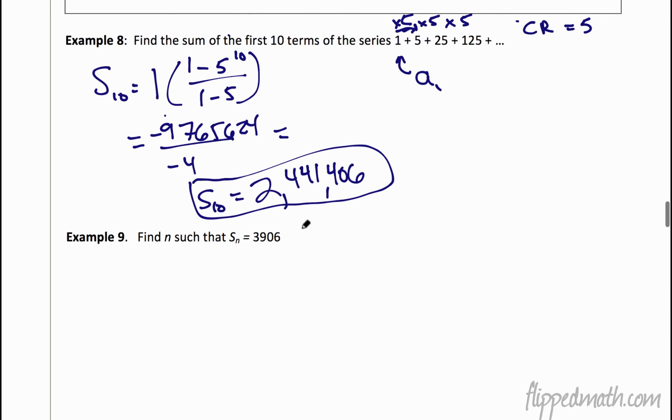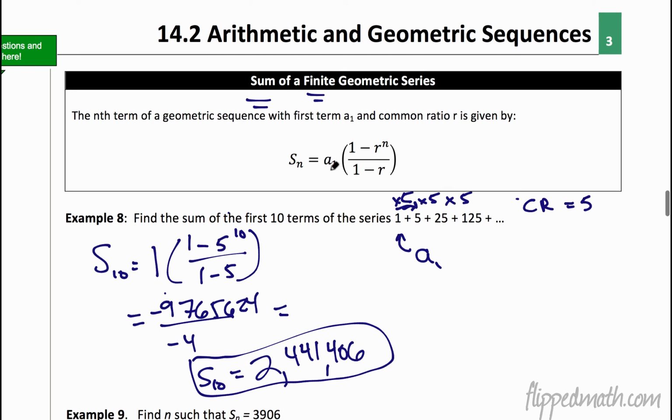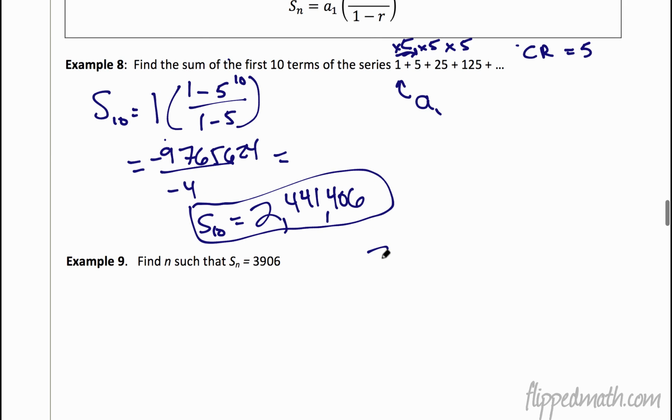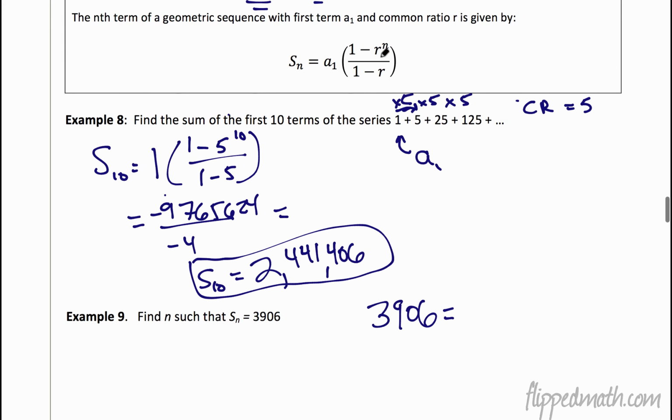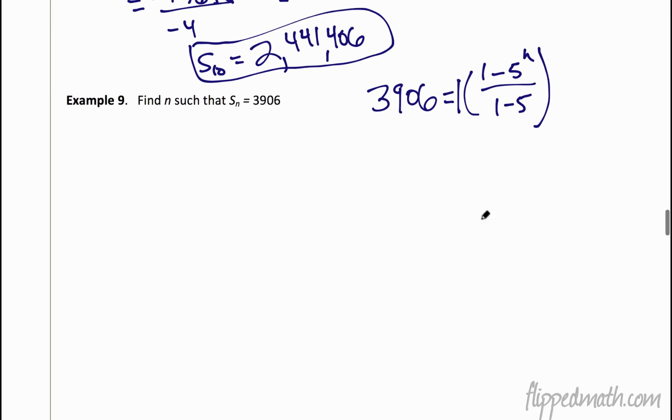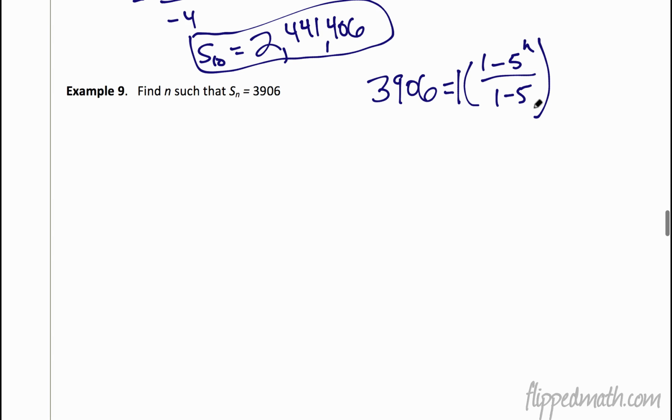I will give it to you here. So we know that the total sum, I'm going to use this formula right there. So the total sum equals 3,906. And that equals, we don't know what n is, but we know the formula here. Do we know what r is? We do. We know that that's 5. Do we know what the first term is? We do. We know it's a 1. That makes our life easy. So 1 times 1 minus 5 to the n power. We don't know how many terms, but we do know this is the equation, or this is a formula. If we plug it all in, we just need to solve it for n.